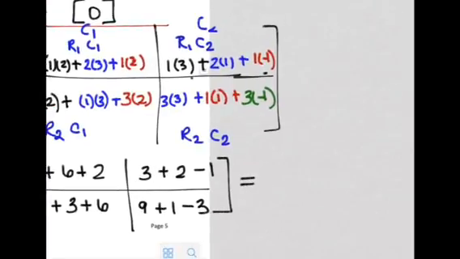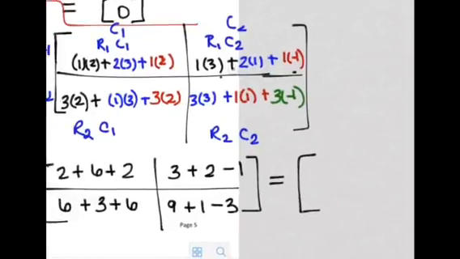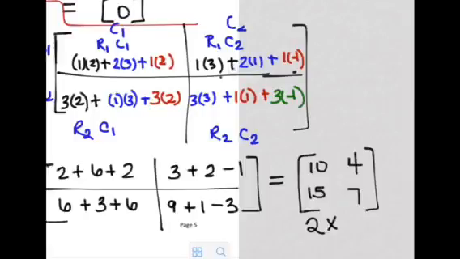And completely simplifying that, 2 plus 6 plus 2: 2 plus 6 is 8, plus 2 is 10. 3 plus 2 is 5. 5 minus 1 is 4. 6 plus 3 plus 6 is 15. 9 plus 1 is 10. 10 minus 3 is 7. And as we predicted, we ended up with a 2 by 2 matrix.